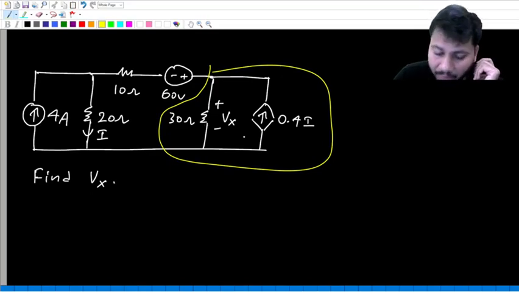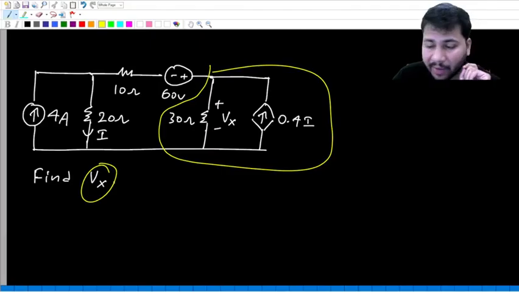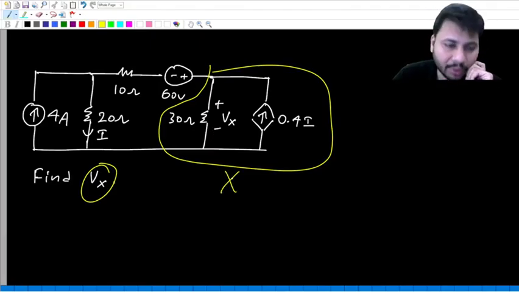But here again, you should not do source transformation, because the question is to find Vx. The drop across 30 ohms is the final value of interest. Again, you should not do source transformation.